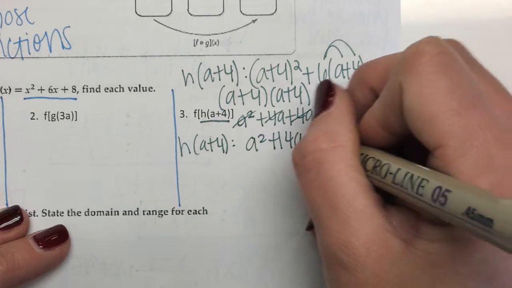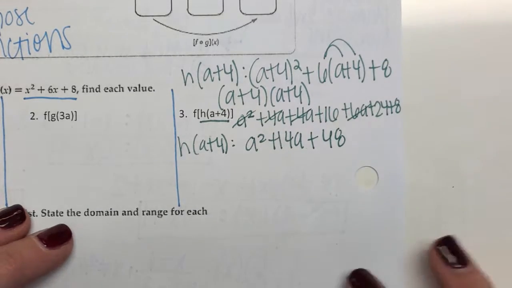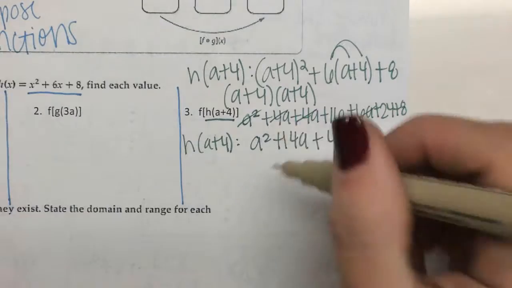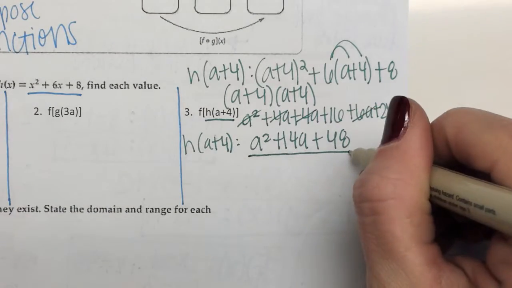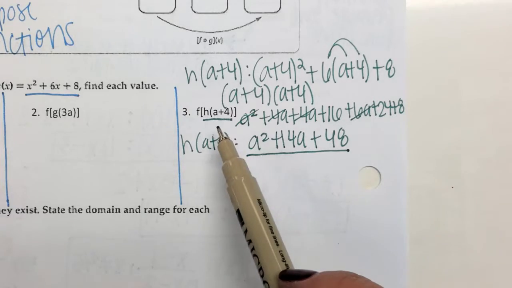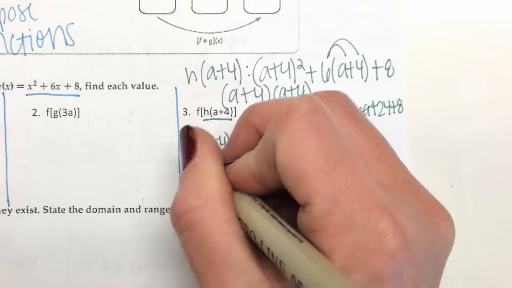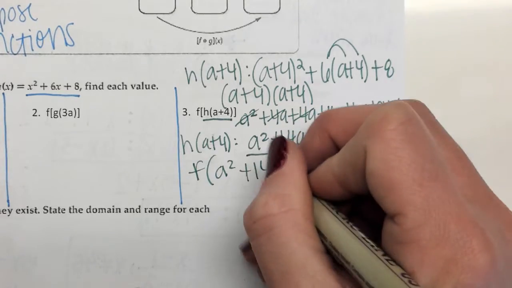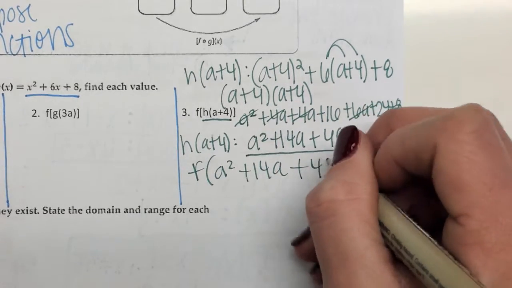Very good. 14a plus 48. Everybody see how we got those numbers? Alright, so this is what we're going to plug in to this now. We found h of a plus 4. So now we're going to find f of all of this. a squared plus 14a plus 48.